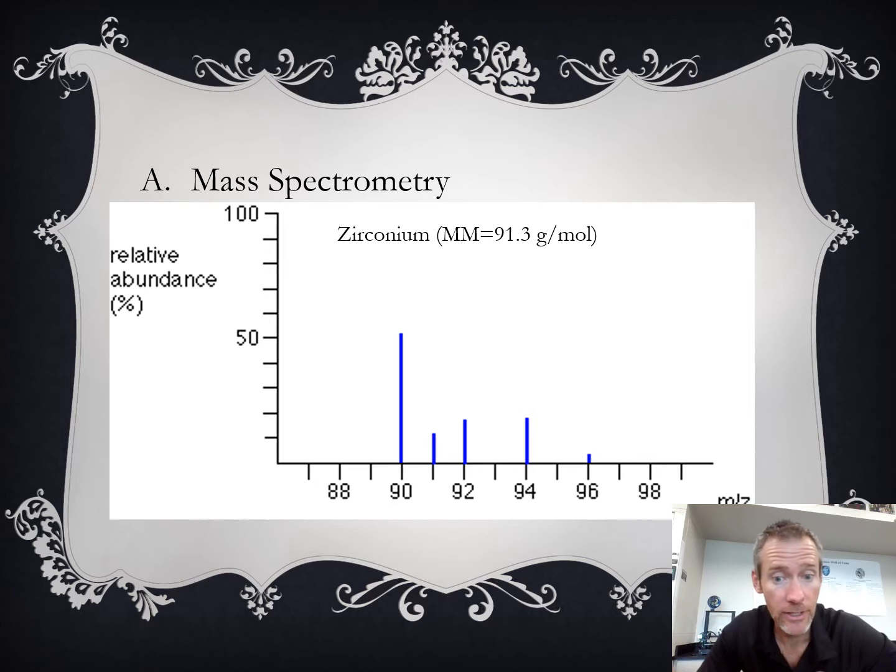And then 92 and 94 masses are roughly the same, and then the heaviest one, at 96 relative mass, is near the lowest percent. So even though it's the heaviest, it's the lowest abundance.